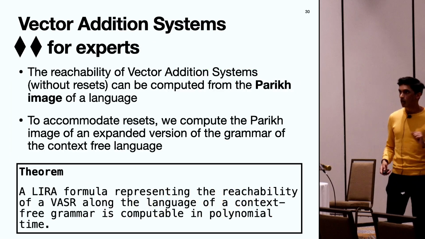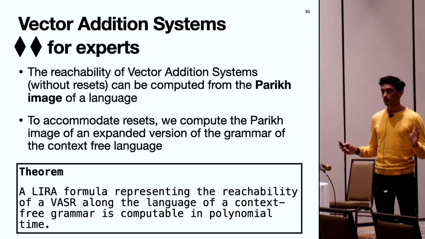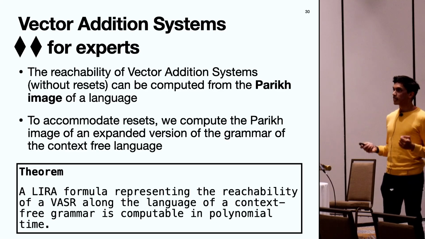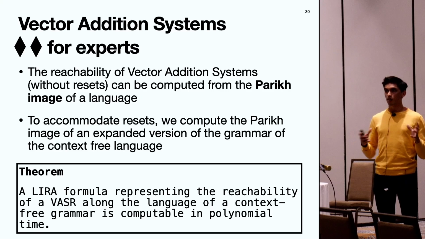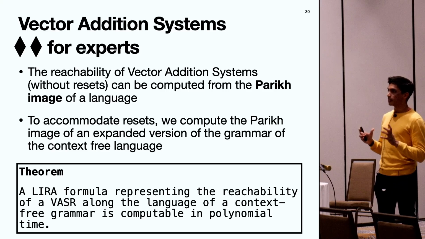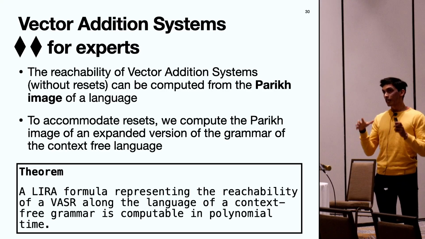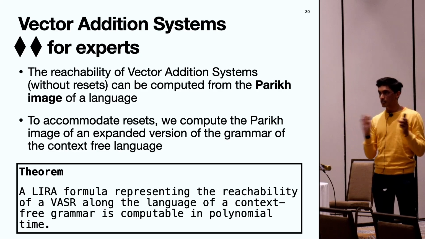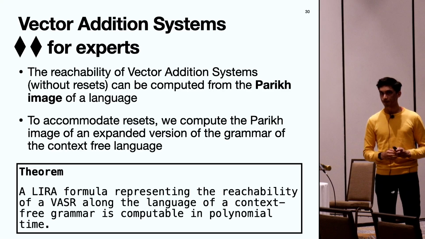I'll say a few comments on this contribution for the experts in the room. The way that we did this is that we compute the Parikh image of an expanded version of the grammar of the context-free language. And this object contains enough information to compute the possible net effects of the VASR along any transition sequence inside of the language.